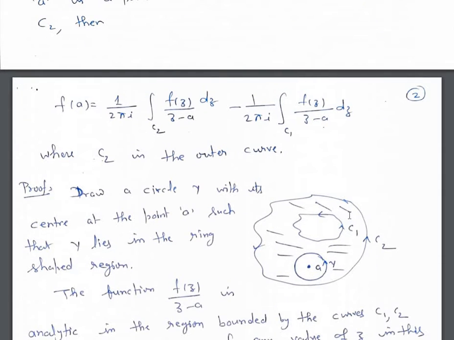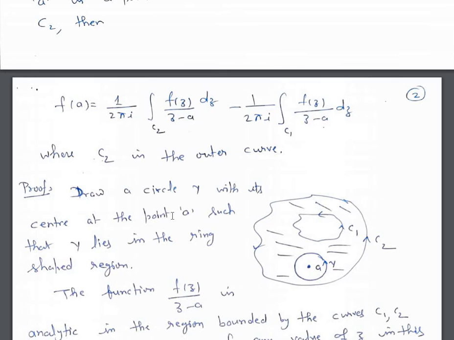So what does it mean? See, there is a contour C2, there is a contour C1. Function f(z) is analytic in the region between C1 and C2. Now A is any point lying between C1 and C2, then the value of the function at the point A is given by this formula: 1 upon 2 pi i integral over C2 f(z) dz upon z minus A minus 1 upon 2 pi i integral over C1 f(z) upon z minus A dz. Contour C2 is the outer curve.